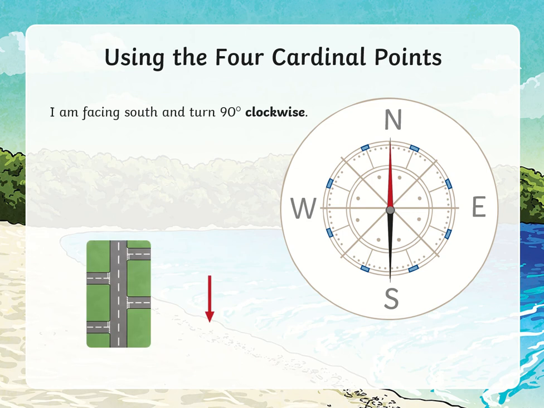So if you are facing south, and then you turn 90 degrees clockwise, so remember clockwise is going in this direction, we're following the clock. If it was anti-clockwise, then you would go the other way. But we're facing south, this way, and then we turn 90 degrees clockwise. Then what direction would you be facing now? If you thought it was west, you are correct.